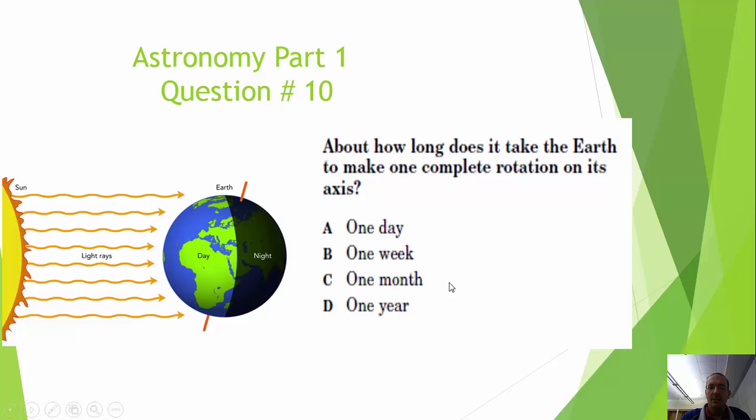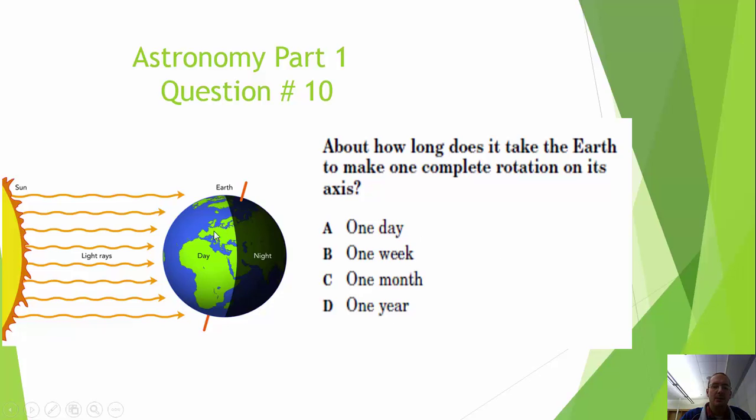B and C really are bad answers here, and the only reason why I say 1 year is something we need to talk about is because sometimes students confuse rotation with revolution. Rotation is the amount of time that it takes the Earth or other objects to make one complete spin around its axis. The Earth's axis is tilted at 23.5 degrees. Whereas our revolution, which is 1 year, is the amount of time that it takes the Earth to totally pass around the Sun, which is 365.25 days a year.